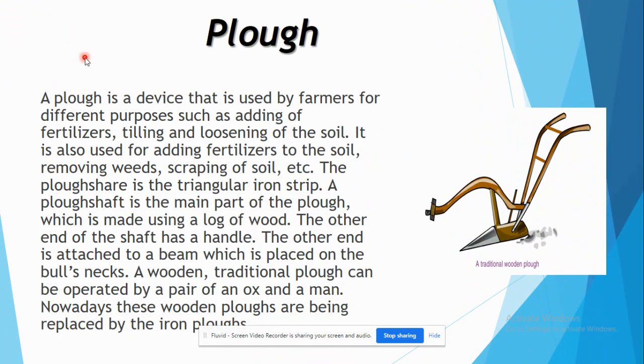Now, a plough is a device that is used by farmers for different purposes, such as tilling and loosening of the soil. It is also used for adding fertilizers to the soil, removing weeds, scraping of soil, etc.